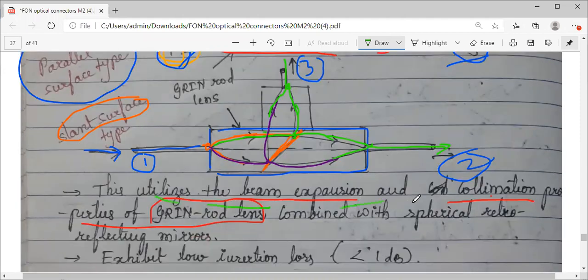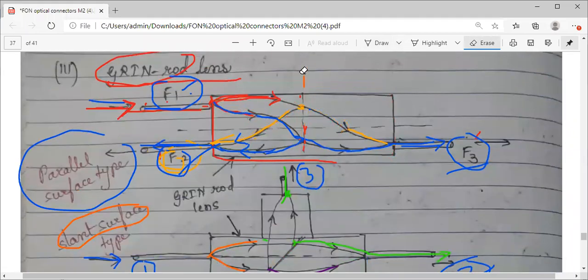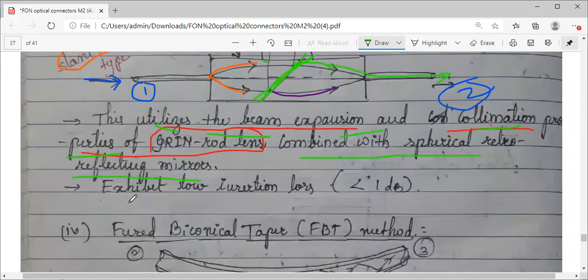So this utilizes the beam expansion and collimation properties combined with spherical retro-reflecting mirrors. Let me show you the two mirrors we are using here, right? This is one mirror, this is the second mirror. We are using these green rod lenses together with the mirrors, and this exhibits an insertion loss of less than 1 dB. It is less compared to all the others.